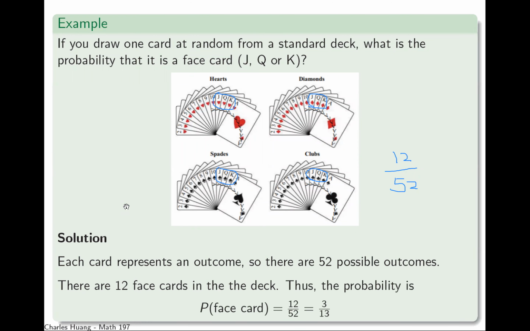Now, most of the time we will simplify. We'll simplify 12 by 52. We'll divide the top and the bottom by 4 to get to 3 over 13. Now, sometimes when you're not sure if you have the correct simplification, just remember, if you take 12 over 52 and you put this into your calculator, you should have the same number as 3 divided by 13 when you put it in your calculator.